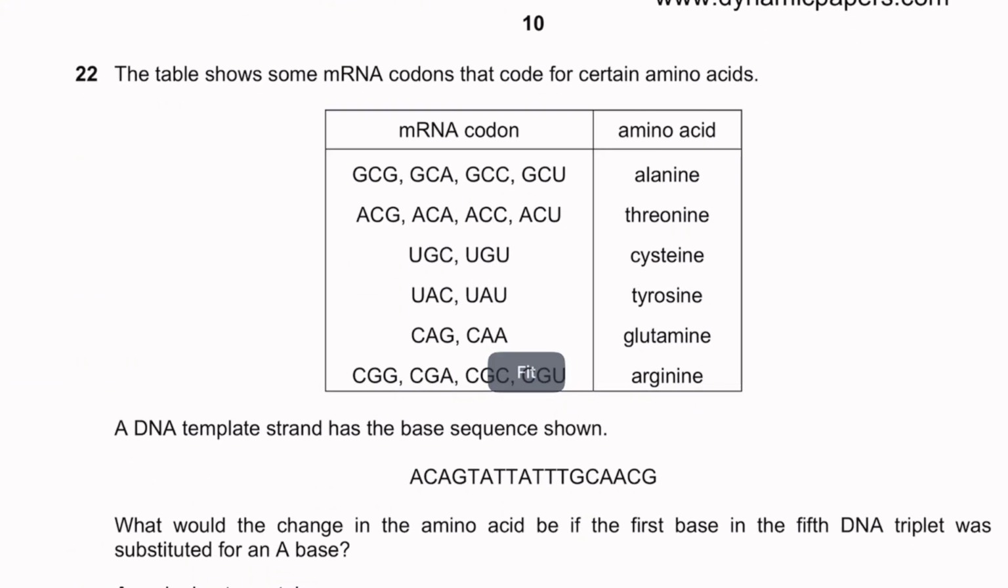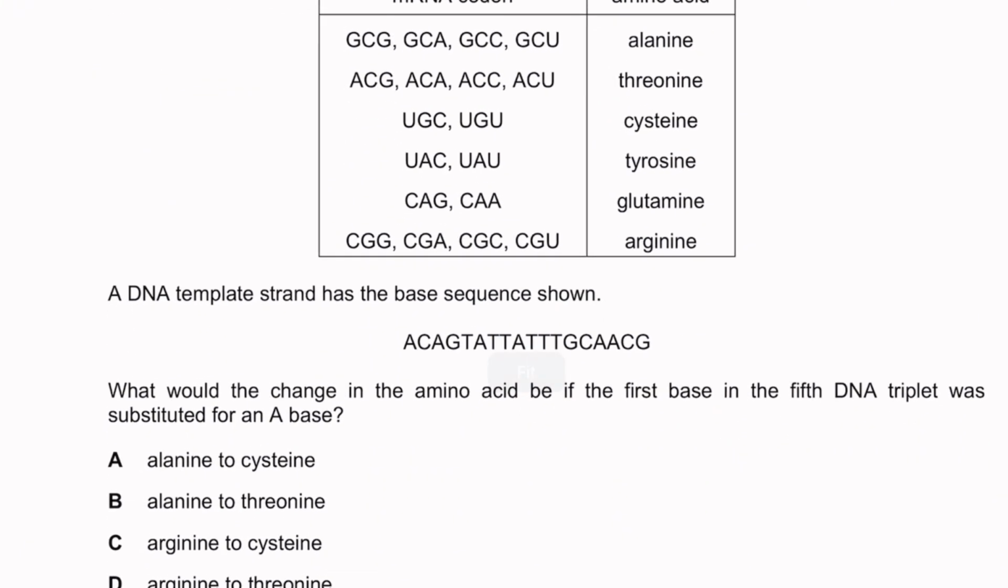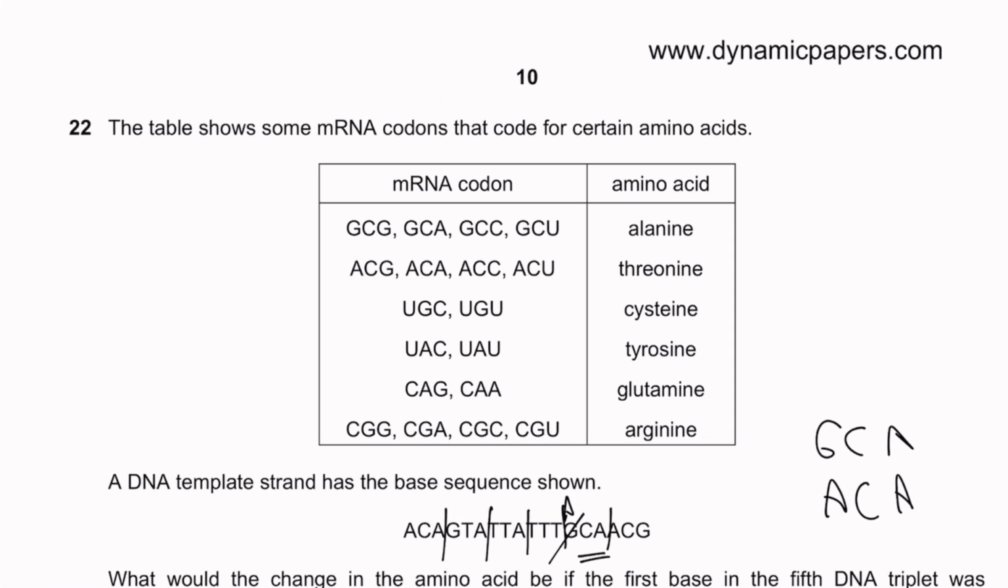The table shows some mRNA codons that code for certain amino acids. The DNA template strand has the base sequence shown: ACA, GTA, TTA, and so on. What would the change in the amino acid be if the first base in the fifth DNA triplet was substituted for an A base? Let's separate the triplets: 1, 2, 3, 4, 5, this one over here. If we substitute the first base, the G, for an A, instead of GCA we have ACA.